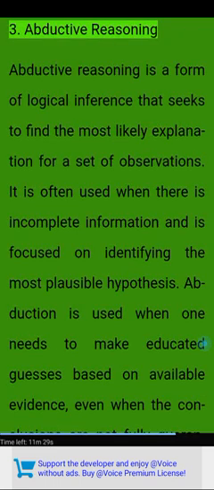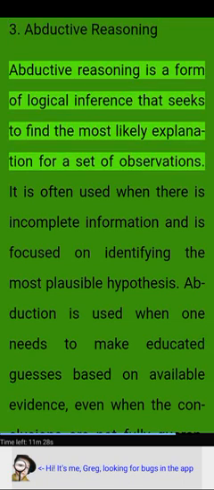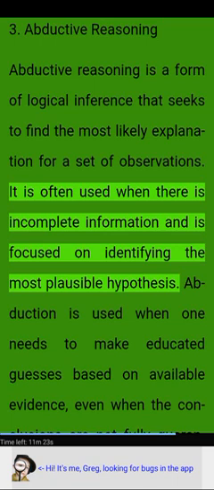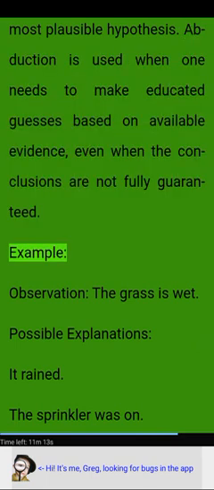3. Abductive reasoning. Abductive reasoning is a form of logical inference that seeks to find the most likely explanation for a set of observations. It is often used when there is incomplete information and is focused on identifying the most plausible hypothesis. Abduction is used when one needs to make educated guesses based on available evidence, even when the conclusions are not fully guaranteed. Example.